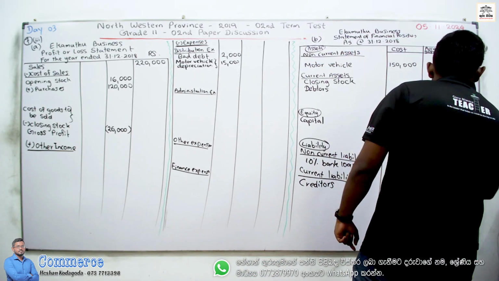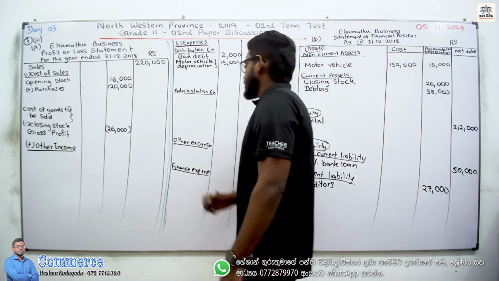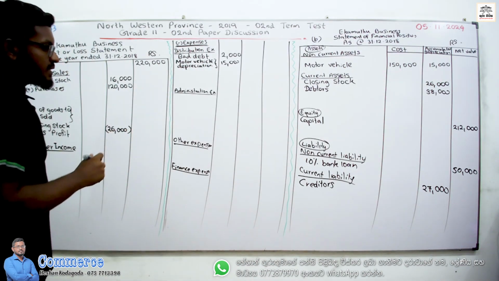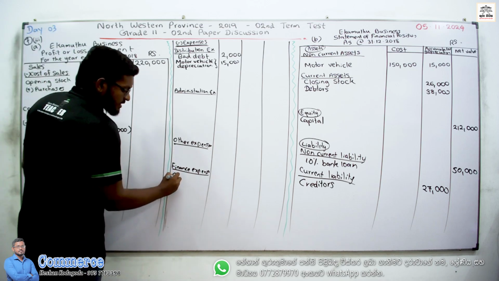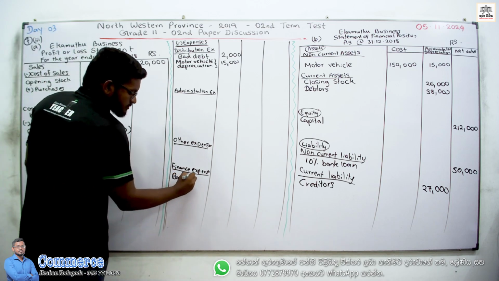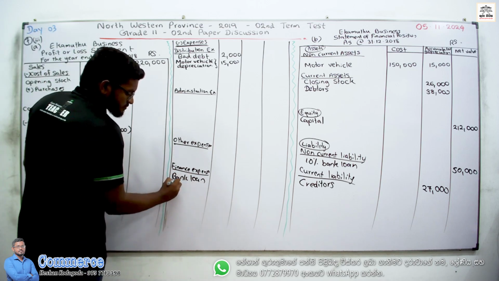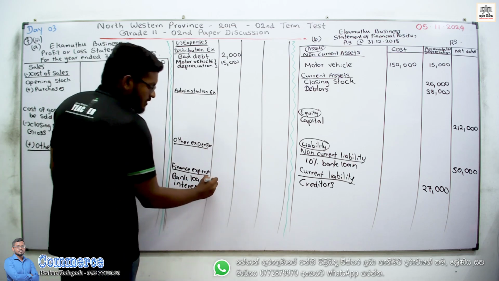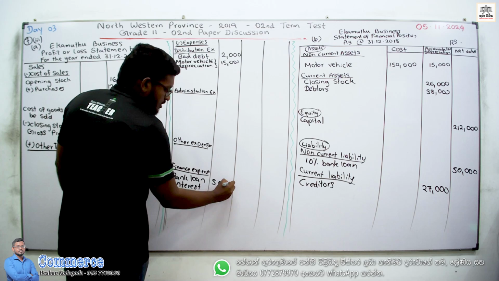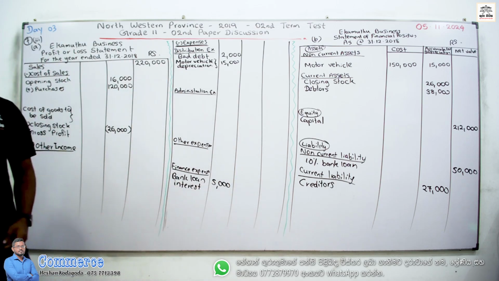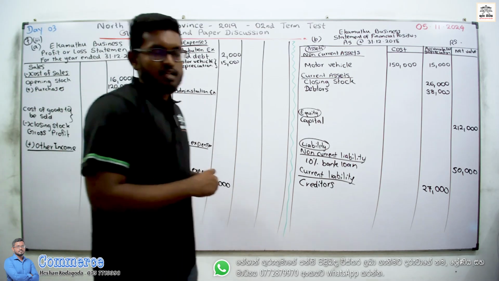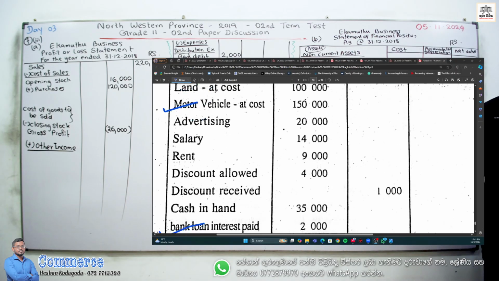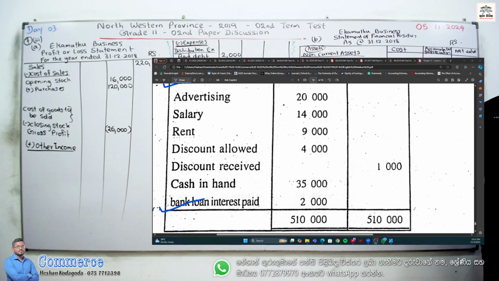I'm writing the third column. Why no any other non-current liability? So the relevant interest for the period is 5,000, so I'm going to write bank loan interest rupees 5,000. But out of that, you can see paid only 2,000. That's why in the trial balance, as an expense, you can see bank loan interest only 2,000.